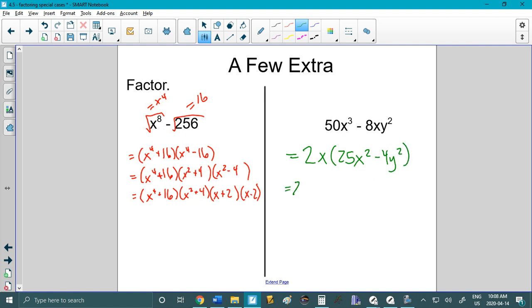Okay, now the 2x stays out front, and I look in here. I have two terms. They're subtracting. If they're both perfect squares, then I can factor it. Is 25x squared a perfect square? Yeah. The square root is 5x. I'll write that. Is 4y squared a perfect square? It is. We get 2y. So we can factor this as 5x plus 2y and 5x minus 2y.